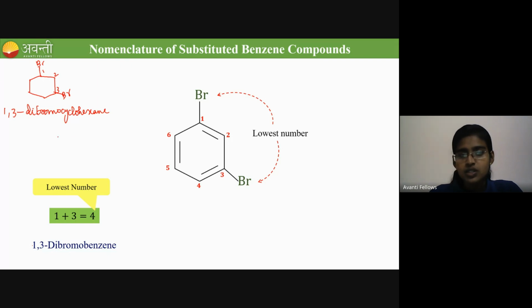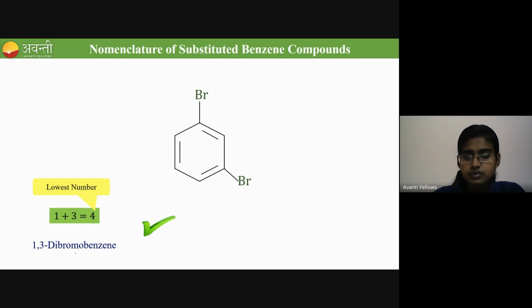Got it? So this is an aliphatic compound and this is your aromatic compound. This is your aromatic compound. So it is 1,3-dibromobenzene. This part is your prefix and benzene is the root word kind of. So this is correct.